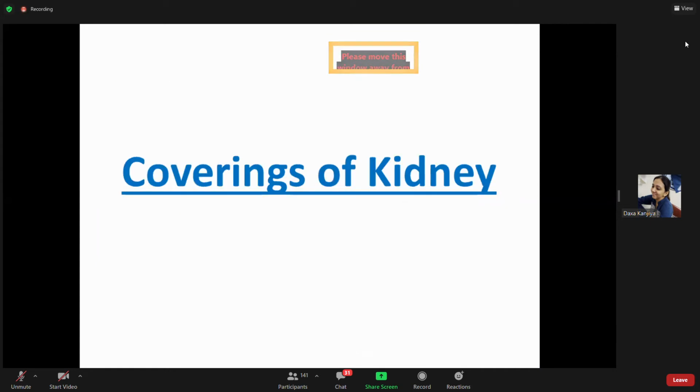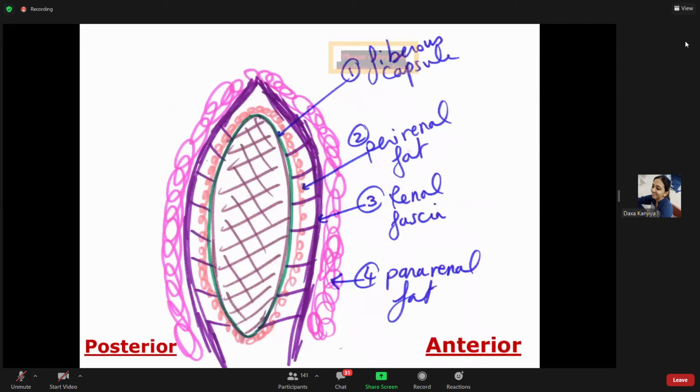Now coverings of the kidney. There are 4 coverings from inside out. This is a schematic diagram that shows you the 4 coverings. Just at the outer surface of the kidney, there is the fibrous capsule. Outside it, there lies perirenal fat, perinephric or perirenal fat. Then this dark colored is the renal fascia, and outside it there lies pararenal fat or paranephric fat.